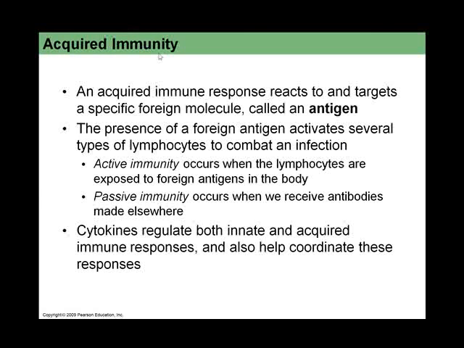And we reflected on the transition points between nonspecific and specific, such as the antigen-presenting cells. And now we begin to consider how we acquire a specific response to an invader. So an acquired immune response reacts to and targets a specific foreign molecule called an antigen.